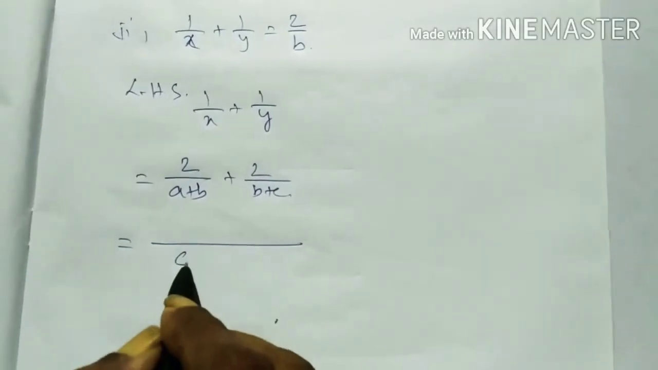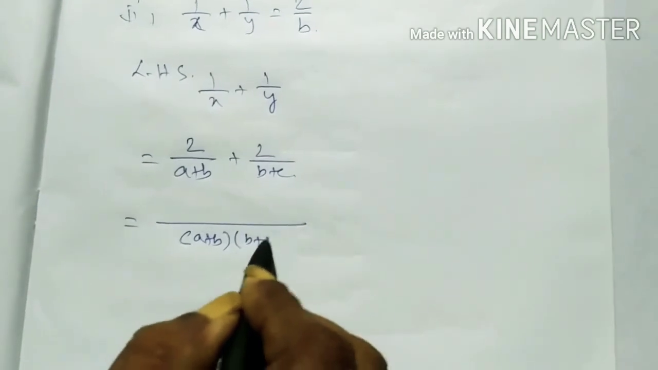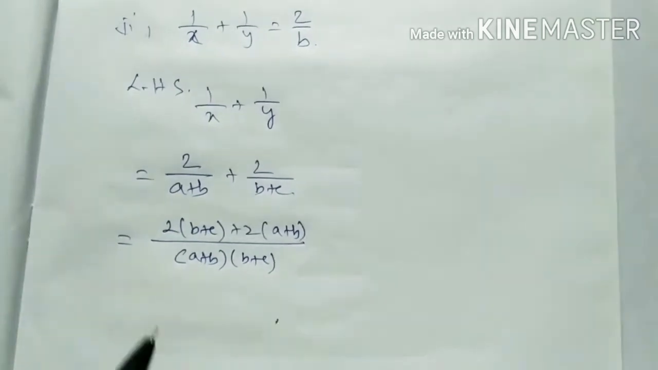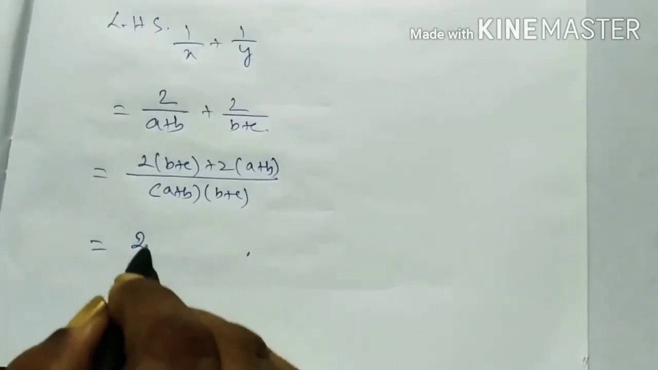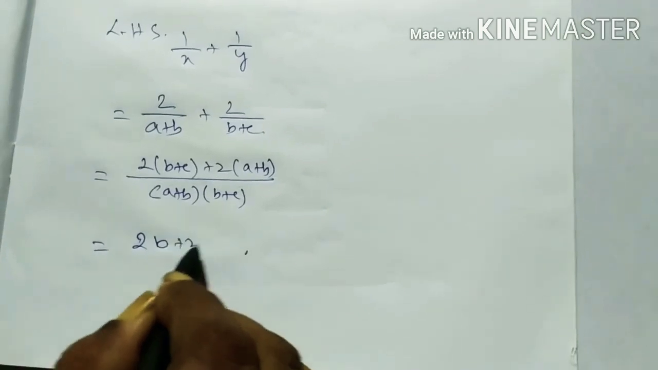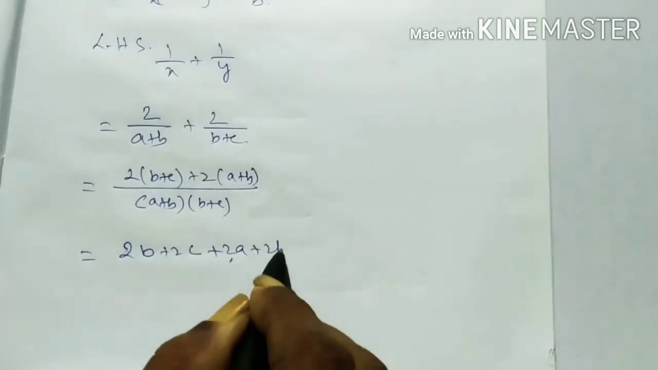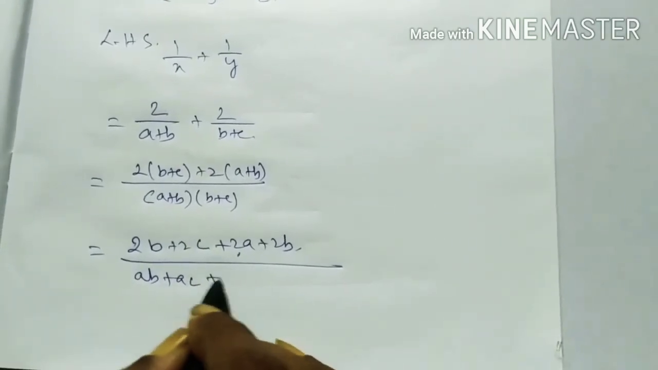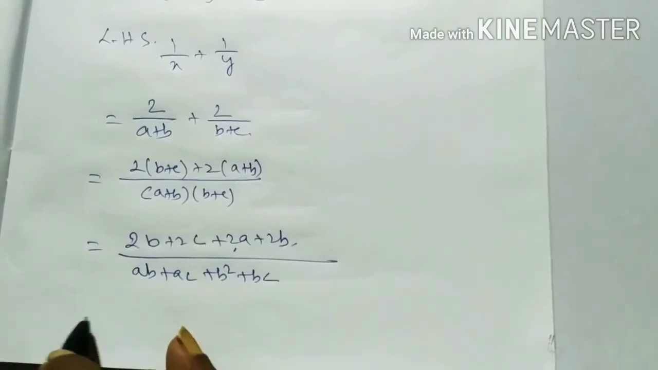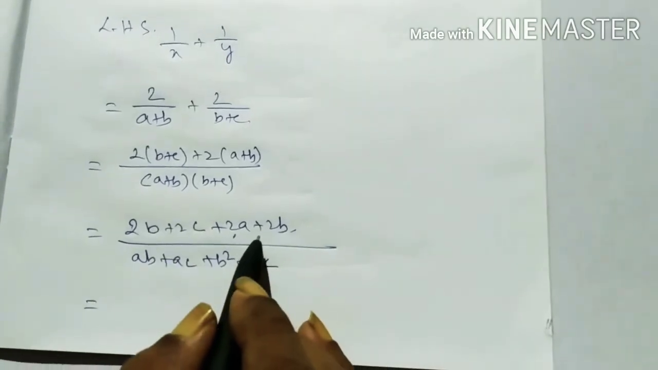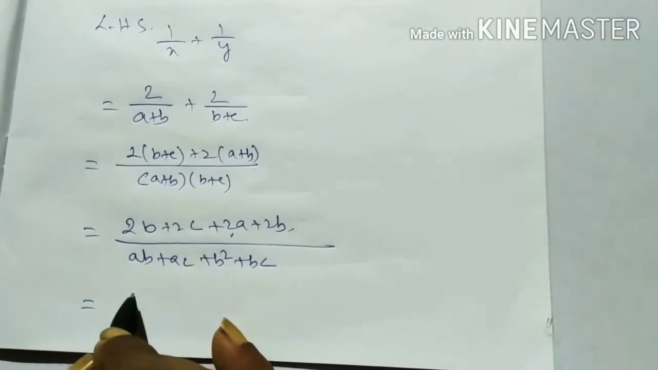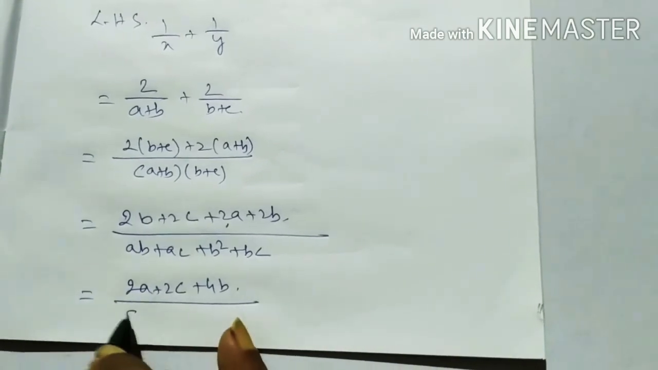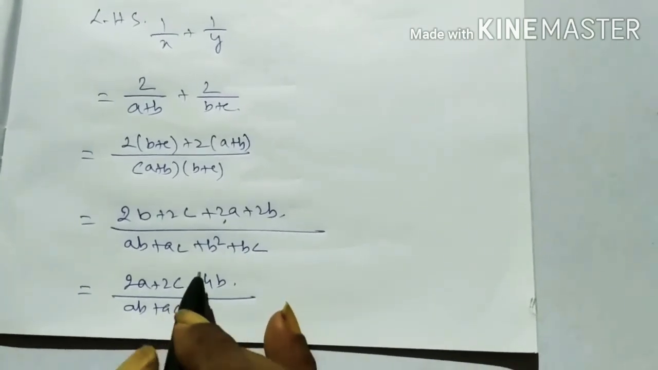Now your LCM is a plus b, b plus c, and the numerator is 2 b plus c plus 2 a plus b. So here, 2b plus 2c plus 2a plus 2b. Now the denominator below is ab plus ac, b square plus bc. So this comes out to be 4b plus 2a plus 2c, by ab plus ac.